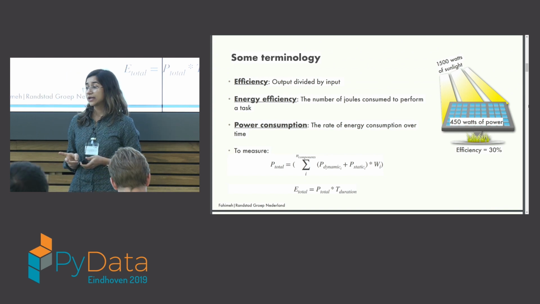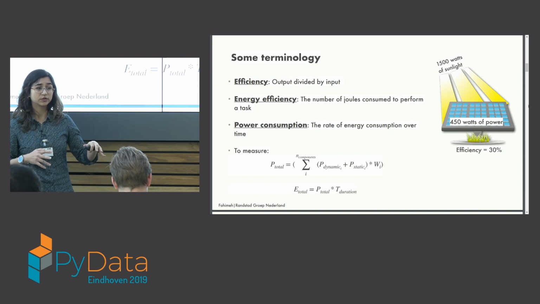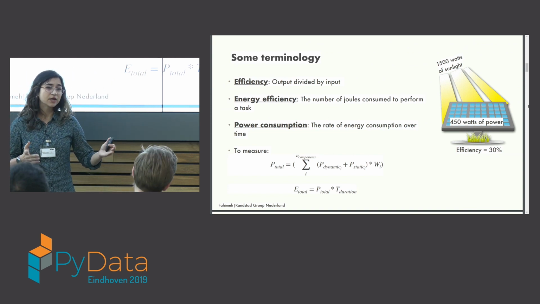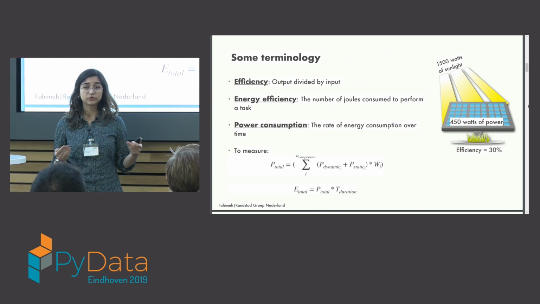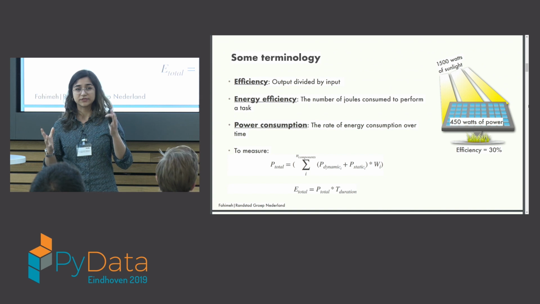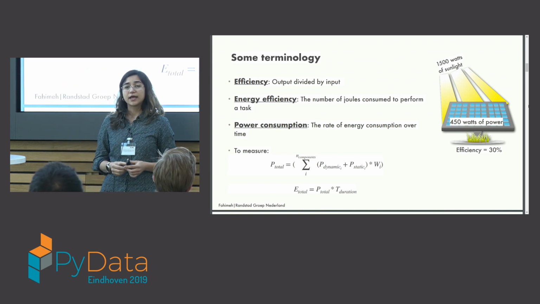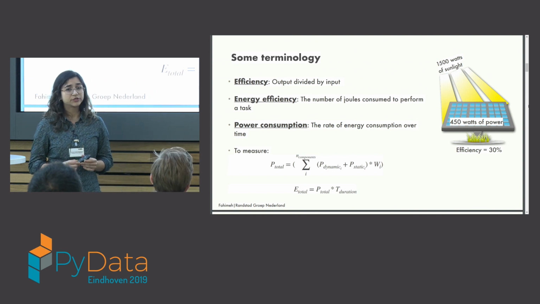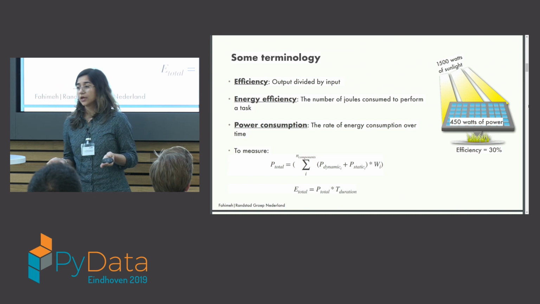Okay, we can apply this to energy efficiency and look at it from the task perspective. Given a number of tasks, you consume an amount of energy. So what you want is to maximize the number of tasks or minimize the amount of energy, right? And we also have power consumption, which relates to the rate of energy consumption over time.